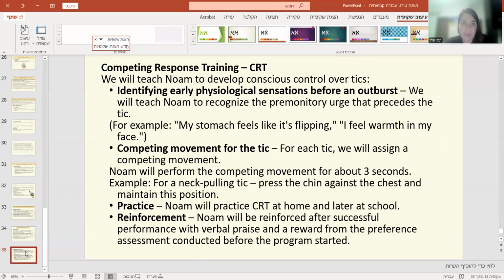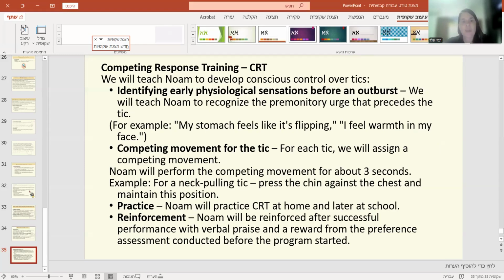Okay, the main part of the plan is CRT, competing response training. We will teach Noam to develop consistent control over tics, identifying early physical sensations before an outburst. We will teach Noam to recognize the premonitory urge that precedes the tics. For example, my stomach feels like it's flipping. I feel warm in my face. And after that, we teach a competing movement for the tic. For each tic, we will assign a competing, alternative movement.